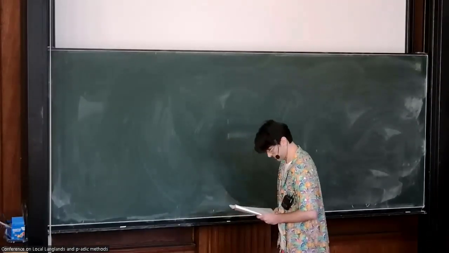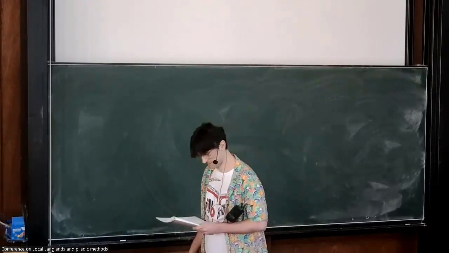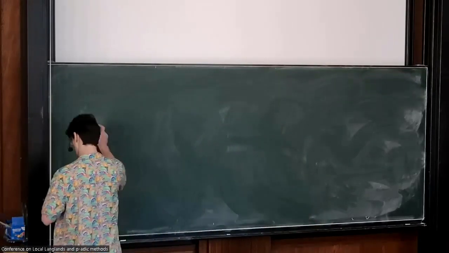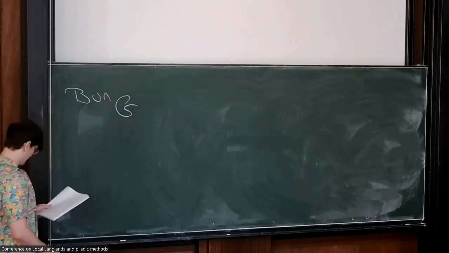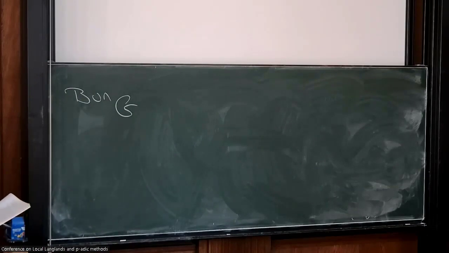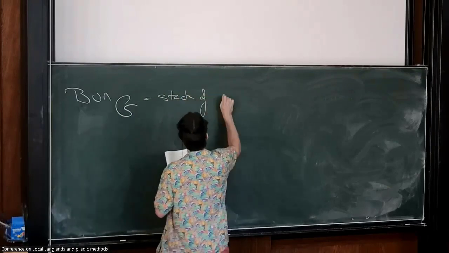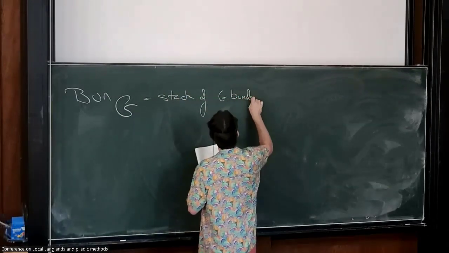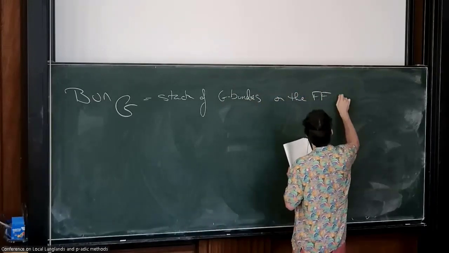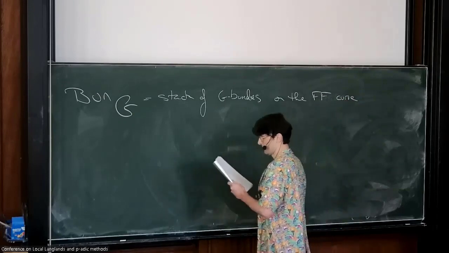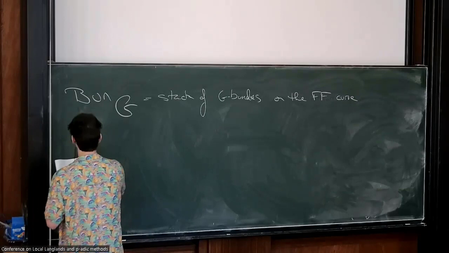Okay, so let me start by reviewing the 350-page Fargues-Scholze paper in about 8 minutes. So what happens in that paper? Well, the main player in that paper is this great thing we saw already in Ava's talk, the stack Bun_G. Of course, this is the stack of G-bundles on the Fargues-Fontaine curve. And we will be interested in sheaves on this.